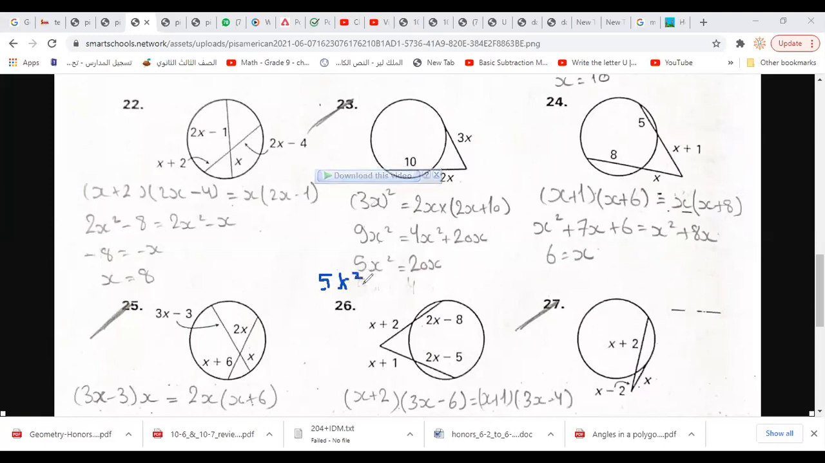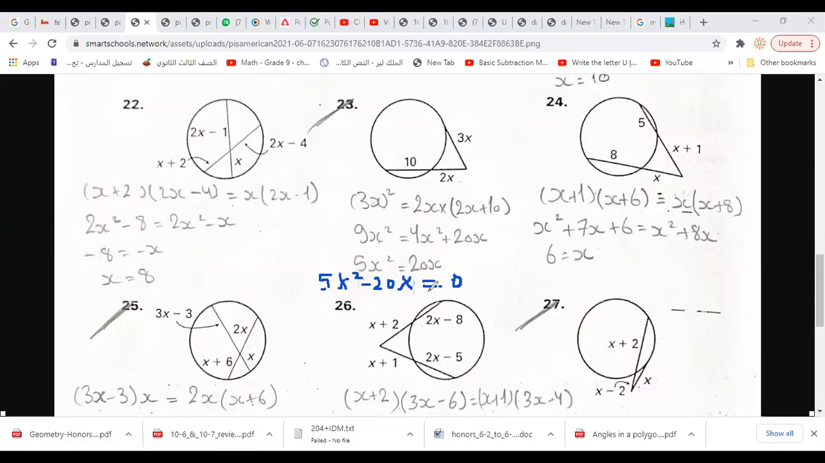It's easier to transfer 20x, minus 20x equals 0. Then what is the next step? It's 5x squared minus 20x. We will factorize. Once you factorize, the answer will be x equals 4 or x equals 0. Will you accept x equals 0?